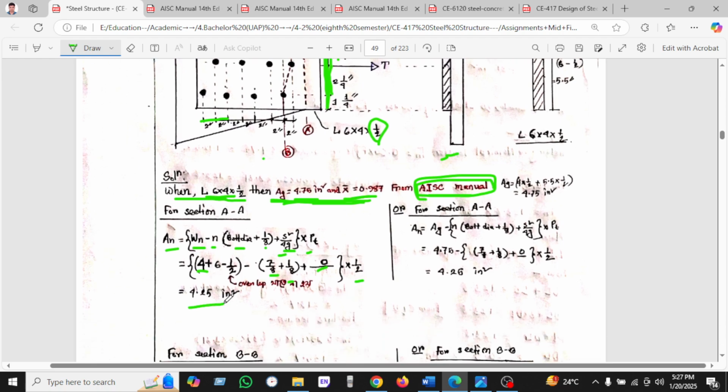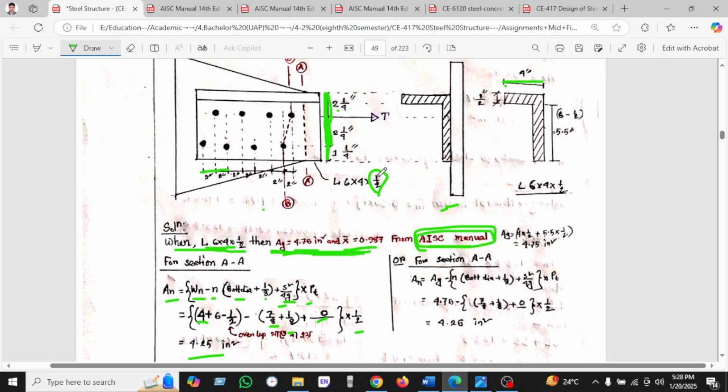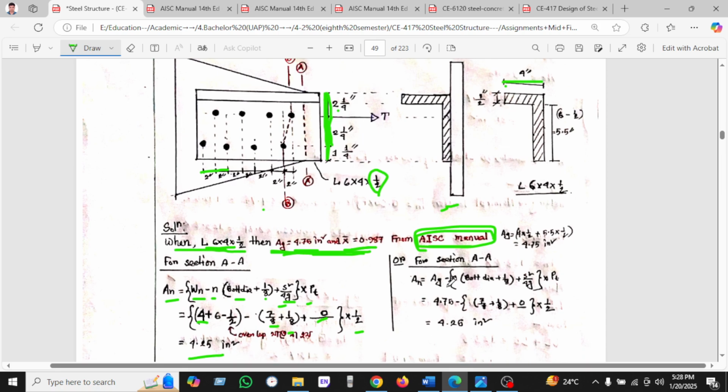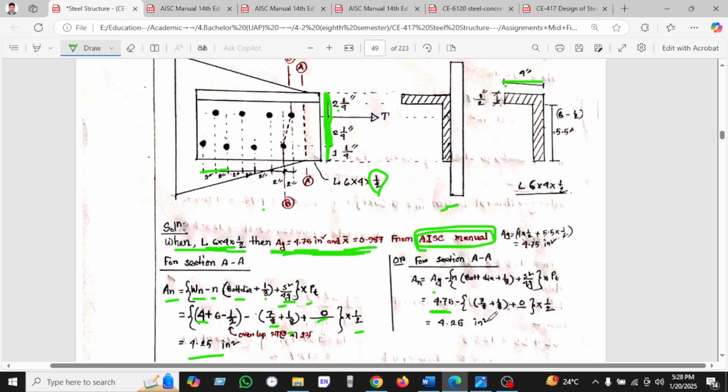And we have taken another example here, another technique, which is for Ag into n into bolt into s square divided by 4g, and Ag equal to 4.75. So 4.75, then deduct this value and found 4.25.